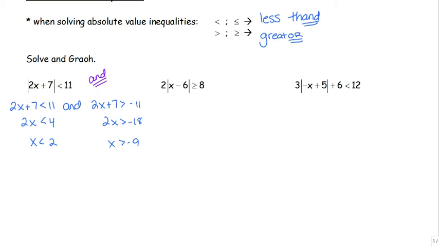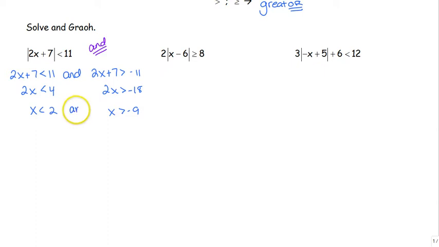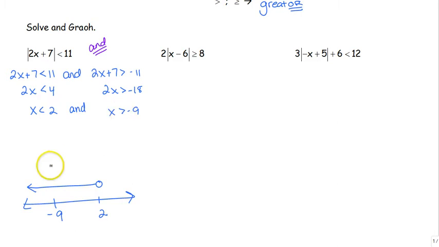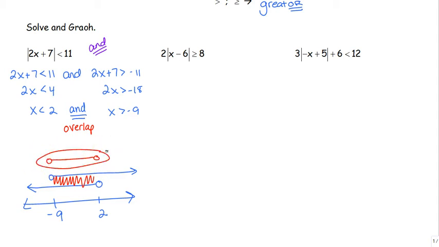So now we have to go back to what we just learned about compound inequalities. We create our graph. We have a 2 and a negative 9. Make sure that you always put the smaller number to the left. X is less than 2, which means we have an open circle with our graph going to the left. X is greater than negative 9, which means we have an open circle with the arrow going to the right. Because it's an and problem, we are looking for the overlap. What do they both share? So our solution set is going to be right there.